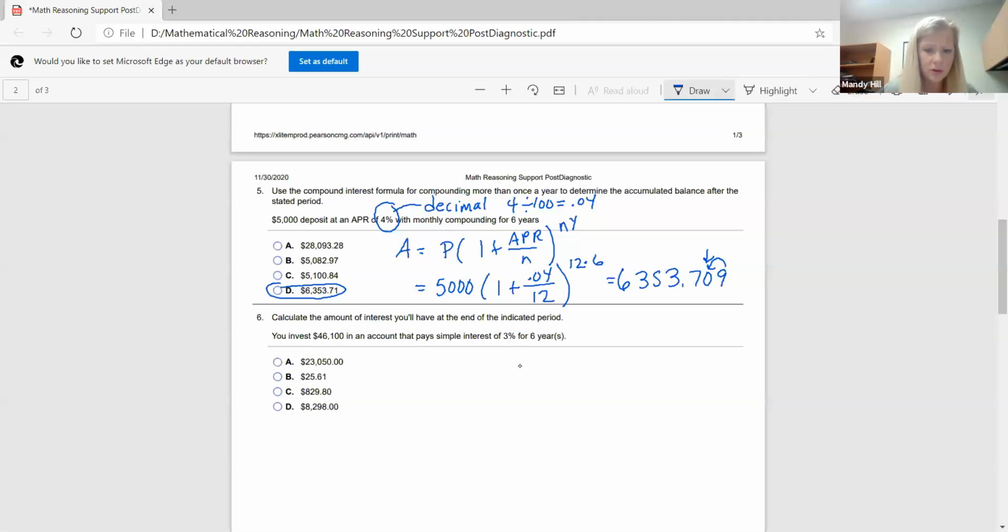Okay, in order to do the simple interest, what we're going to want to do is take our $46,100 and multiply it by 0.03. Since it's 3%, we don't want the percent, we want the decimal. So we're going to divide by 100, which gives us 0.03, and we're going to do that for 6 years. And when you do that, you're going to get $8,298, which is D.